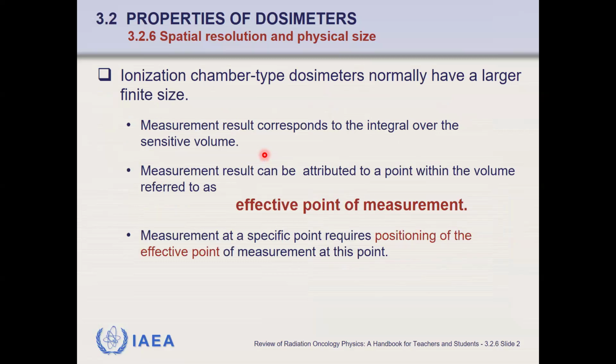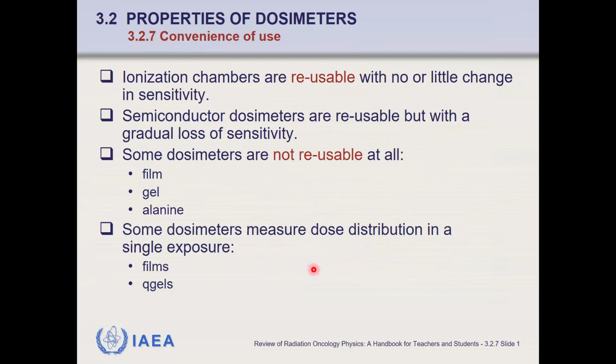So ionization chamber type dosimeters normally have a larger finite size. The measurement result corresponds to the integral over the sensitive volume. The measurement result can be attributed to a point within the volume, referred to as the effective point of measurement. So a measurement at a specific point requires positioning the effective point of measurement at this point. Now we have the ionization chamber.